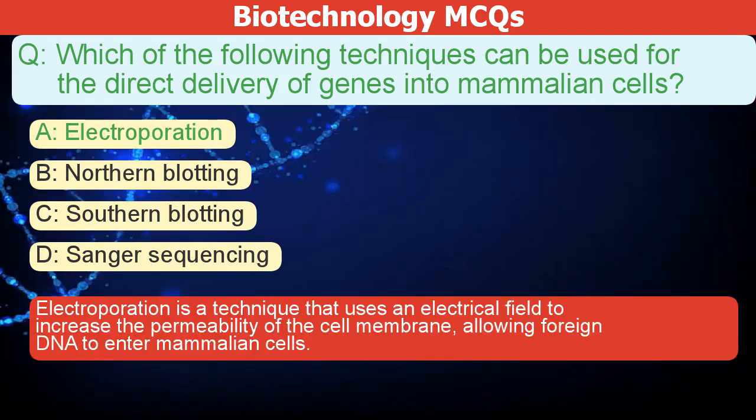The correct answer is A. Electroporation is a technique that uses an electrical field to increase the permeability of the cell membrane, allowing foreign DNA to enter mammalian cells.